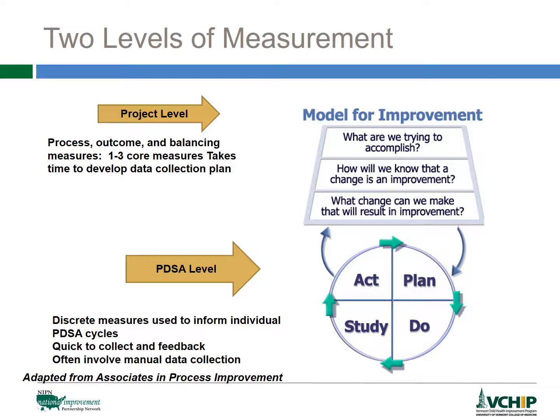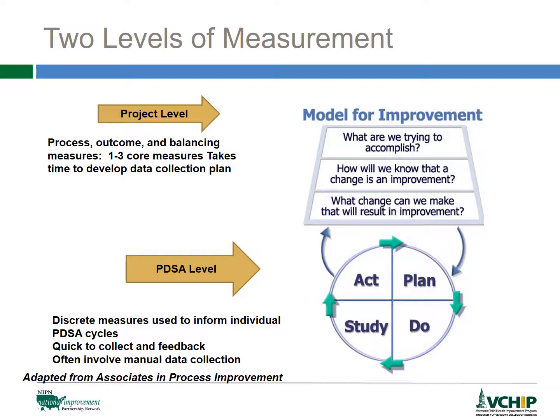When I think about quality improvement and this model for improvement, there's really two levels of measurement. So I think of the project level measurement being those big measures. For example, the increase in HPV vaccination rates. That's a project measure. When we get down to the level of what change can we make that will result in improvement and doing these plan, do, study, act cycles, you're really looking at smaller measures that the practice can look at more discreetly, so it might be some of those measures more process related as they implement a strategy.